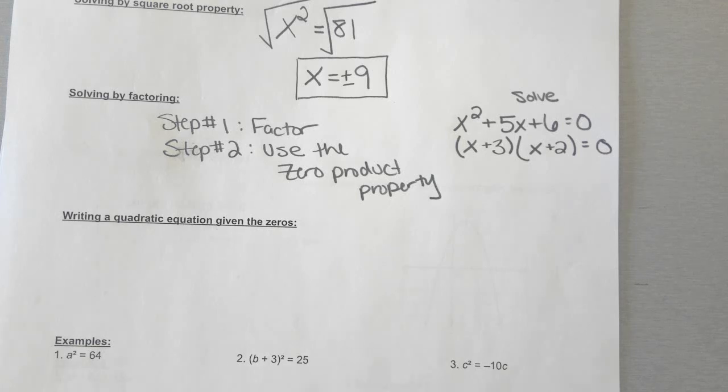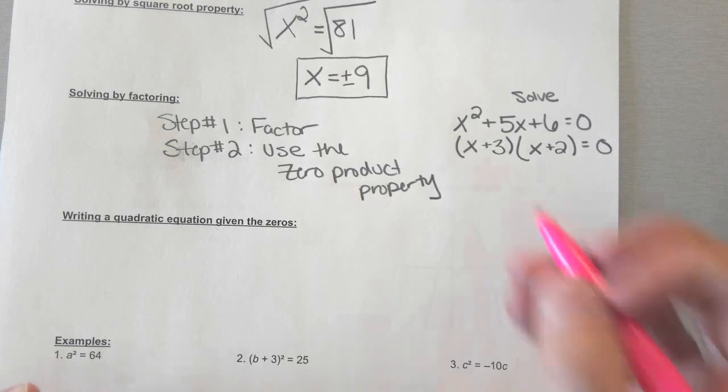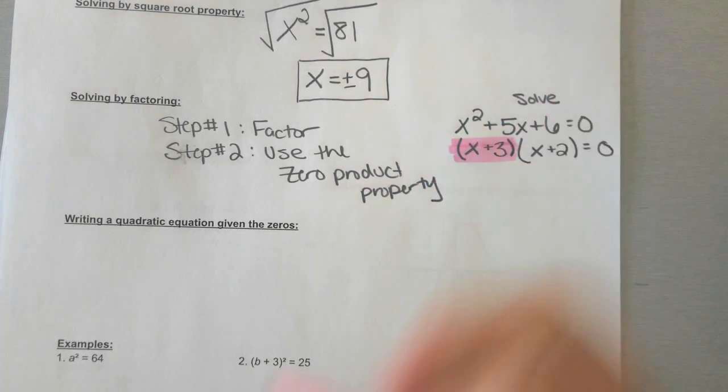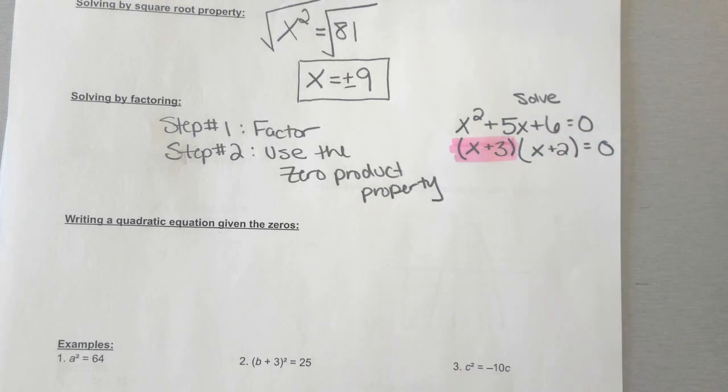Now, do you see how you have, I kind of sound like Dr. Seuss when I do these problems. You have thing 1 and thing 2.